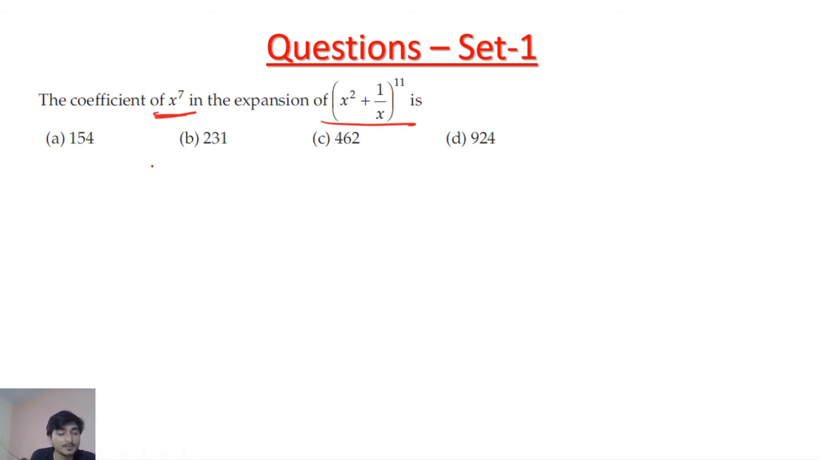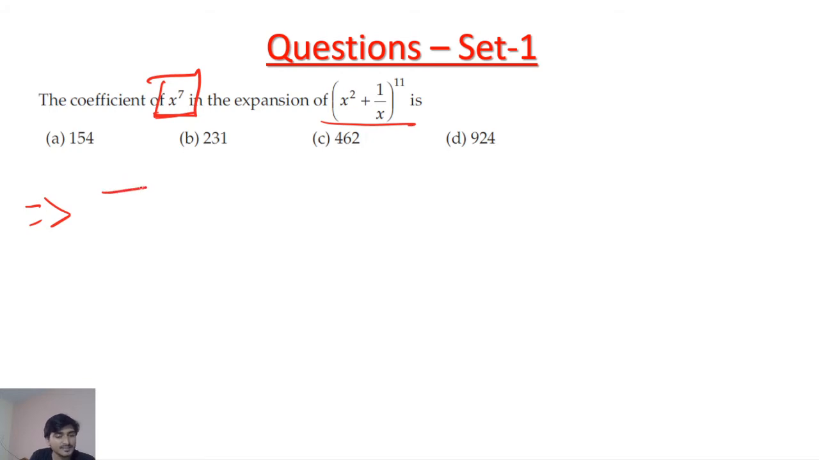Okay guys, come on, see this problem. The coefficient of x to power 7 in the expansion of x square plus 1 by x, to power 11, right? So in this case, first of all we need to find where this x to power 7 is going to come. Okay, so just write a general term.